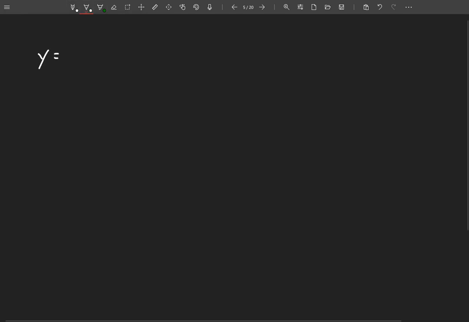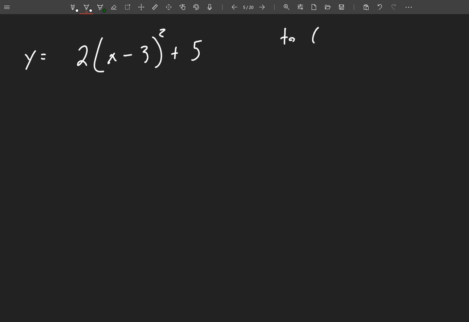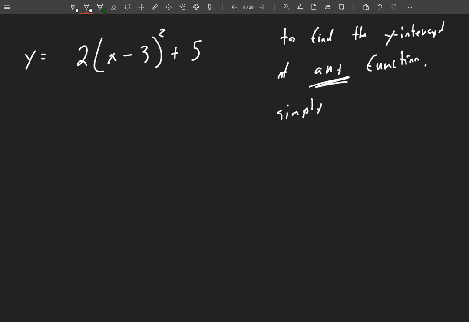So to that point, let's try something like this. Find the y-intercept of this function. And in general, again, to find the y-intercept of any function, just plug in x equals 0. That's probably worth writing down. To find the y-intercept of any function, simply plug in x equals 0. That'll work for anything.